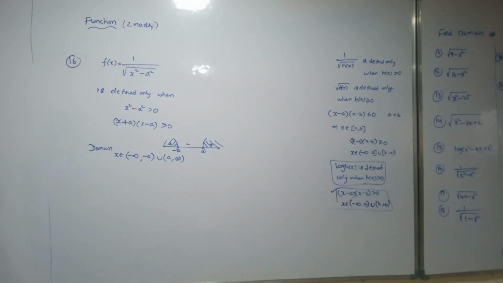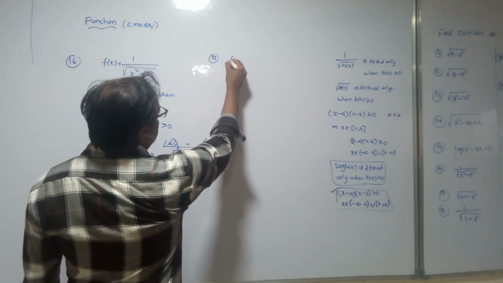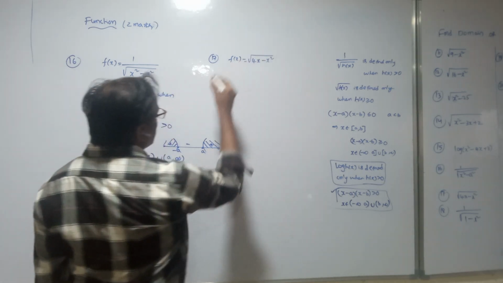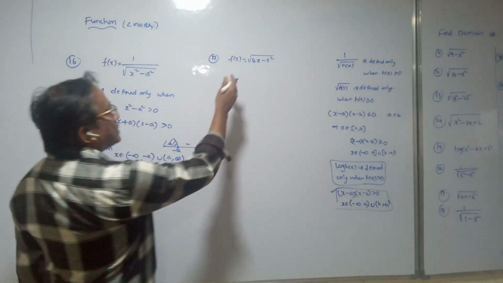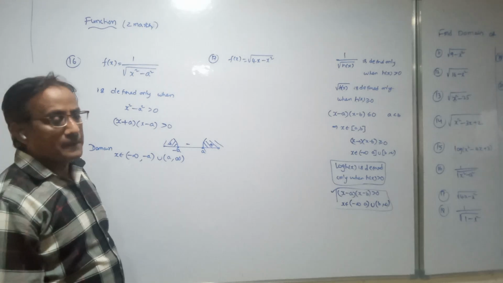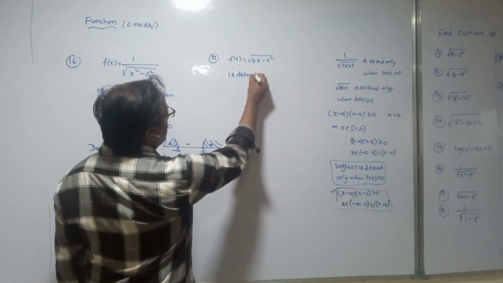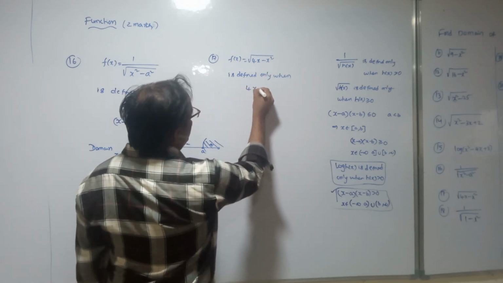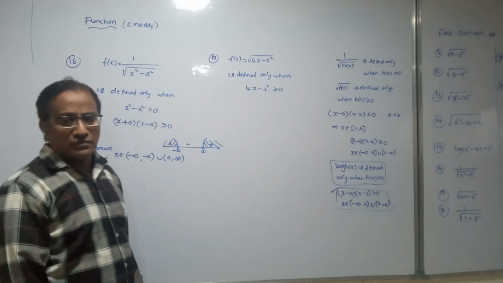Okay. And next one is f of x is equal to square root of 4x minus x square. Find the domain of this function. Now it is again in this form, square root of h of x. So this function is defined only when 4x minus x square greater than or equal to 0.